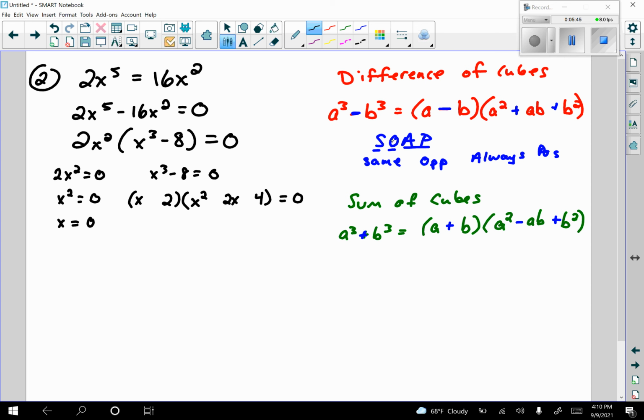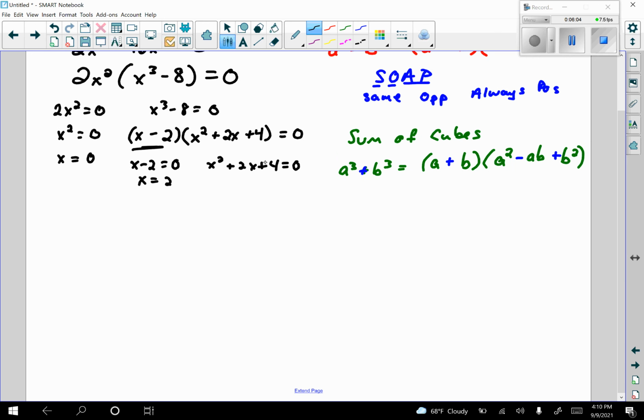If I follow the signs for SOAP, I'm going to have the same, so that's a minus. Opposite would be plus, and then always positive. So now I can set this x minus 2 equal to 0, and then I get x equals 2. Then I'm going to set x squared plus 2x plus 4 equal to 0. Now you may think by looking at this real quick that it's going to factor, but it isn't. We have to use the quadratic formula.